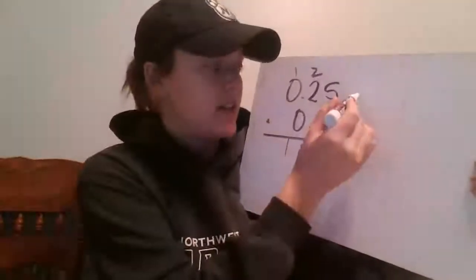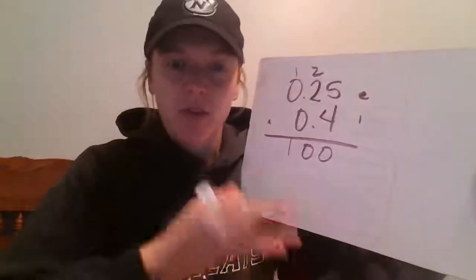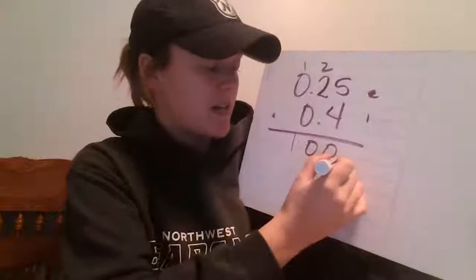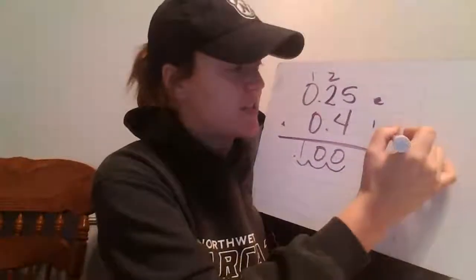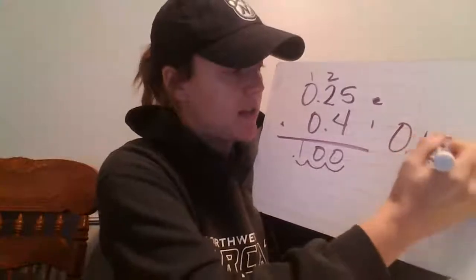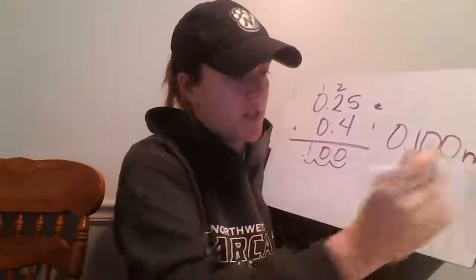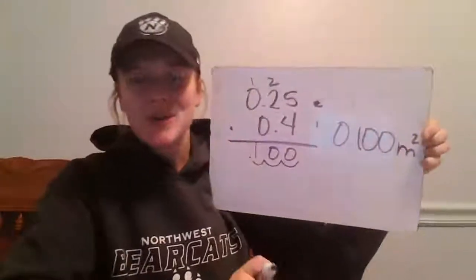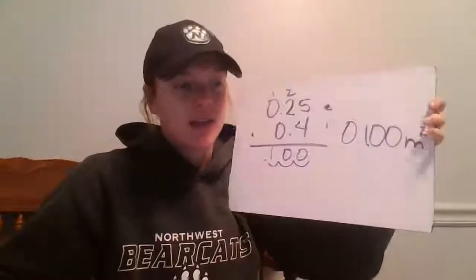Okay, so 0.25 has 2 decimal places and 0.4 has 1. So I need to add the 2 and the 1. So I'm going to move my decimal place over 3 times, okay? Because 2 and 1. So I start my decimal here, bring it over 3 times, and my final answer is going to be 0.100 meters squared. Okay? Remember your meters squared, okay? Because you're finding the area means it's going to be meters squared.